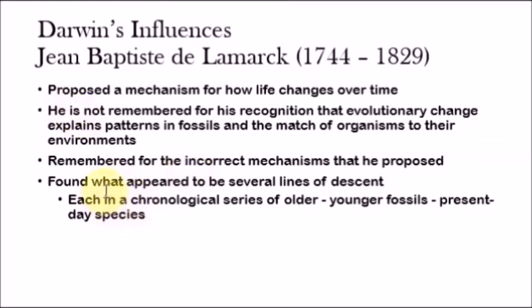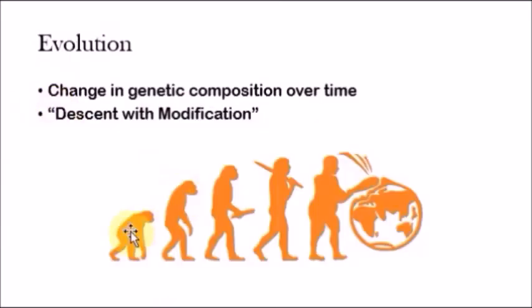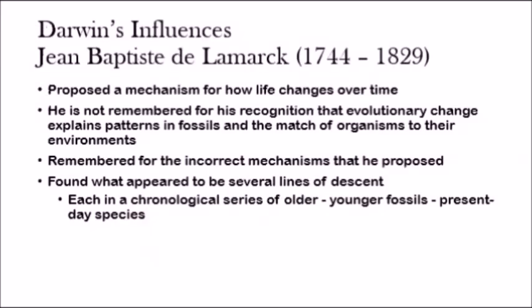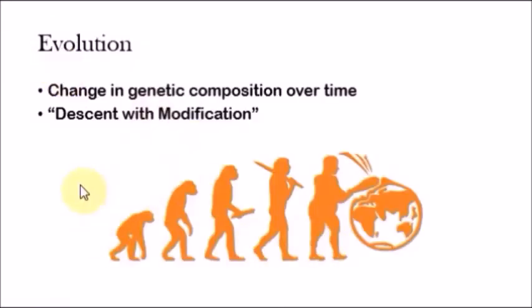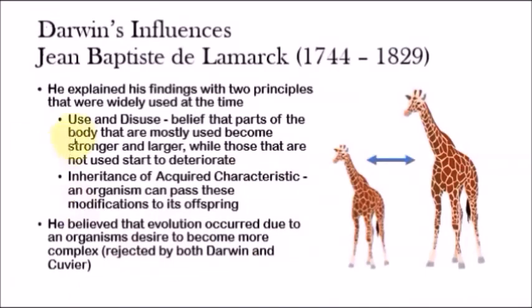He found what appeared to be several lines of descent. Each of these lines of descent were in a chronological series of order, from older fossils to younger fossils to present-day species. So he noticed these lines of descent. For example, here, this would be a line of descent from a chimpanzee to a human. And he was thinking, okay, how does this process work? How can a chimpanzee evolve with millions of years into a human being? And he came up with these two principles, okay?